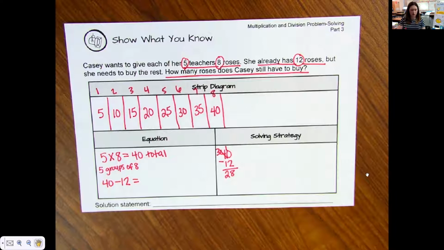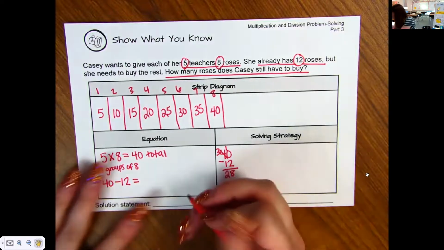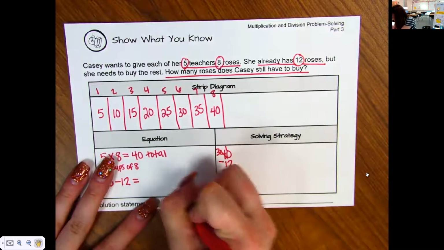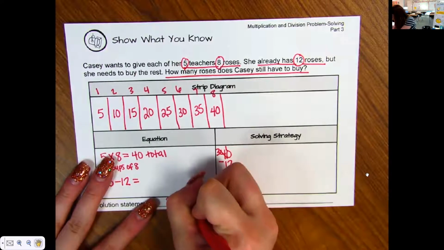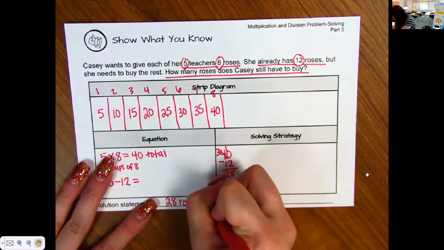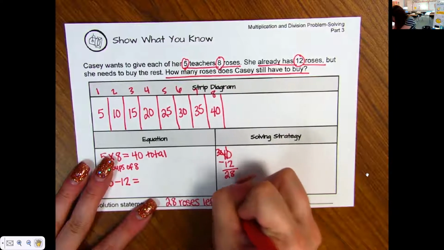Okay, so that means she would have 28 roses that she is going to need to buy. She has 28 roses she's going to need to go buy. So my solution statement is going to be 28 roses left to buy.